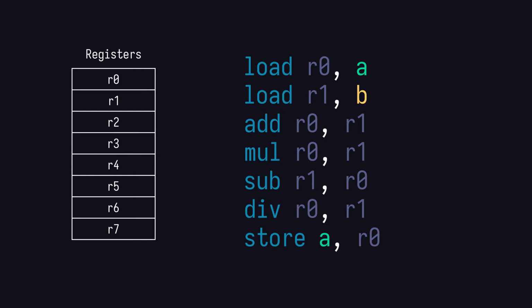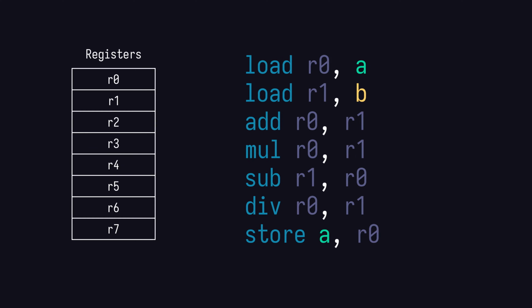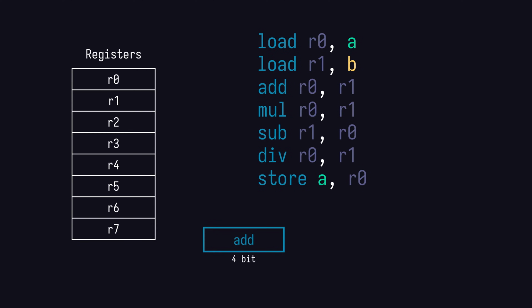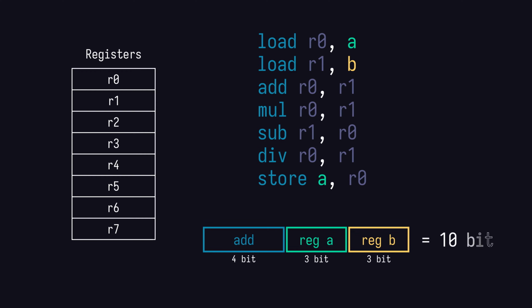On top of that, using registers in instructions makes the instructions a lot smaller. We have 8 registers, so we need just 3 bits to indicate which register an operand comes from. In our add instruction, this means we still have the 4 bits to encode the add, but then just 3 bits for the a and 3 bits for the b operand, for a total of 10 bits to encode the entire instruction. This is a lot smaller than the 36, 68, or 132 bits that we needed to store the entire memory addresses directly in the instruction.